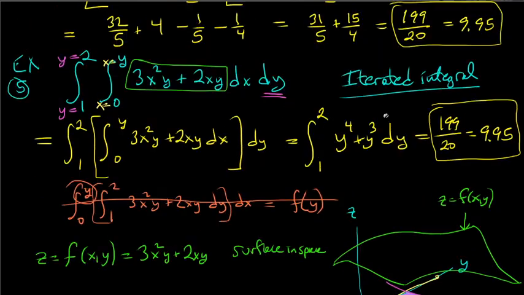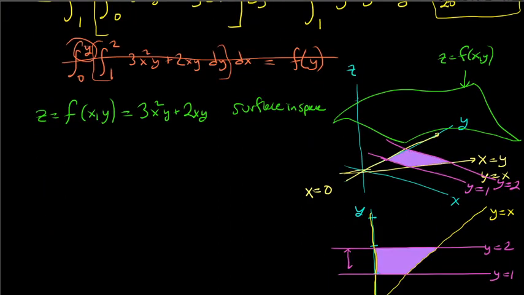All right, so what does this have to do with this number, this 9.95? That was the result of the iterated integral. Okay, so remember there's a surface sitting above this region here. And this surface is in green up here. And I don't know, it's just some curved surface like this.